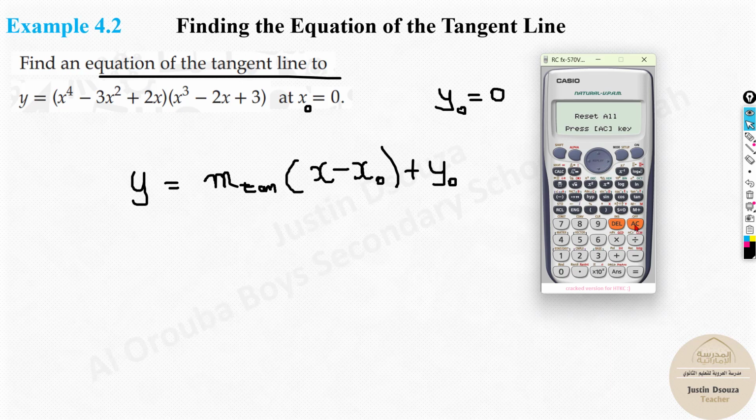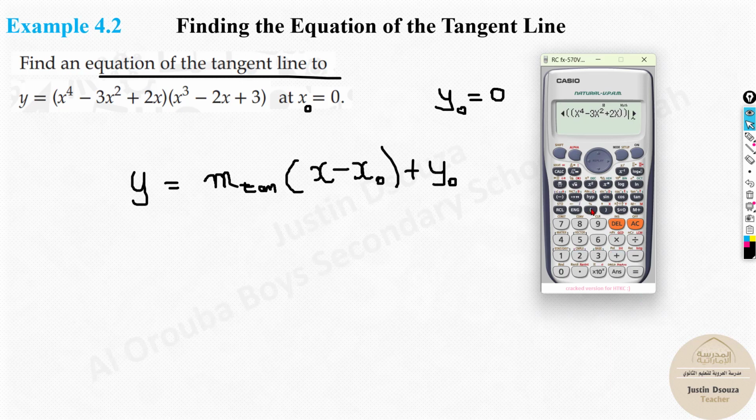Okay. Now that was the thing. Shift 9 equals AC will clear your calculator. It's in default setting now. All you need to do is press the shift option and this symbol over here just below alpha. You can see d by dx. This is the derivative symbol. Now you need to type this equation as it is. Let me use the bracket. X to the power 4, that's alpha x to the power 4 minus 3x square plus 2x.